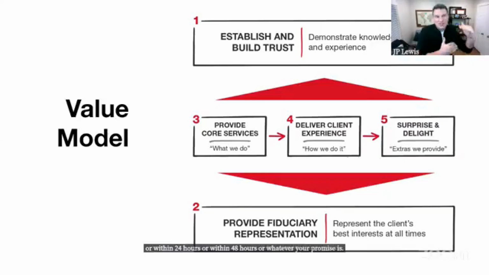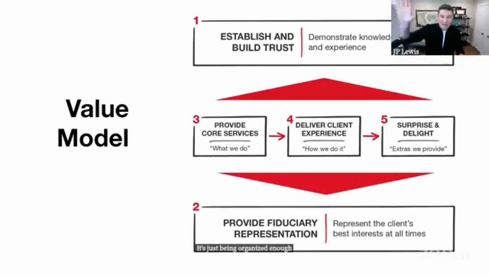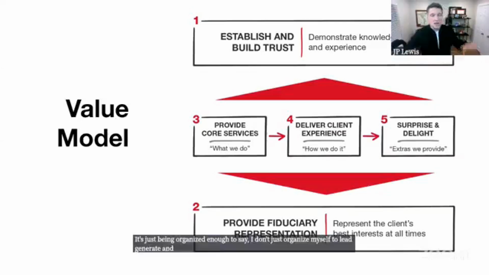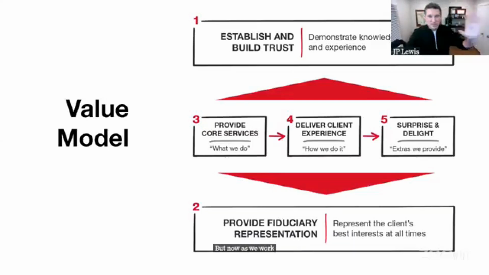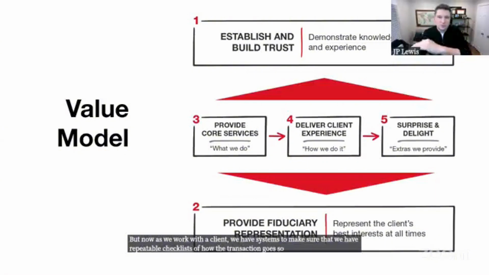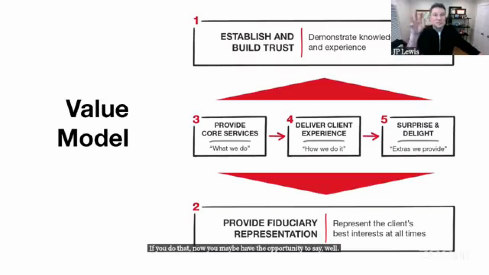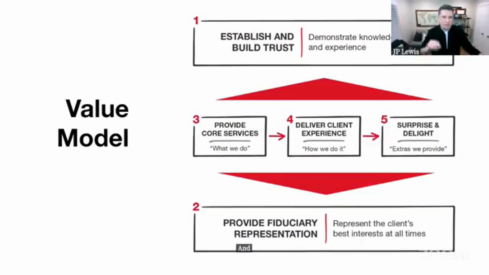The service plan is just your system to be able to deliver on that. It could be as simple as something in your calendar. It could be a virtual assistant. It could be AI or some tool that helps you stay on task with your to-dos. It's just being organized enough to say, I don't just organize myself to lead generate and run my database, but now as we work with a client, we have systems and repeatable checklists for how the transaction goes so that we know these basic things are done. If you do that, you may then have the opportunity to say, where along the way could we surprise our people? That's where fun comes in, but you can always do that later once you get a service plan in place. Right, awesome.